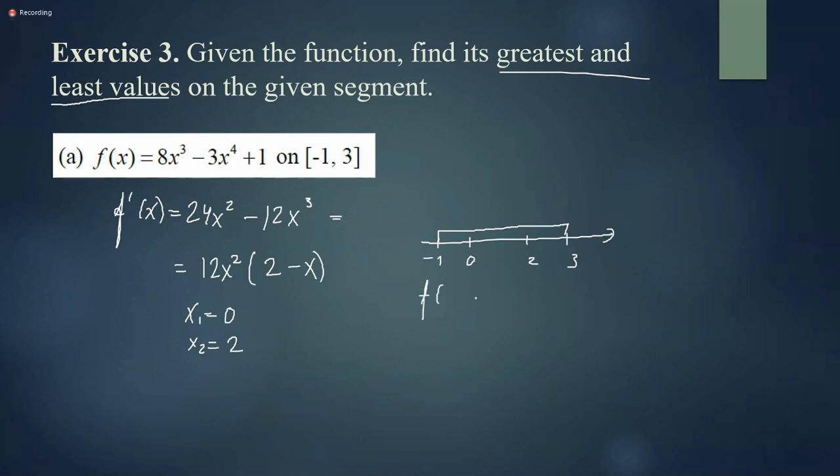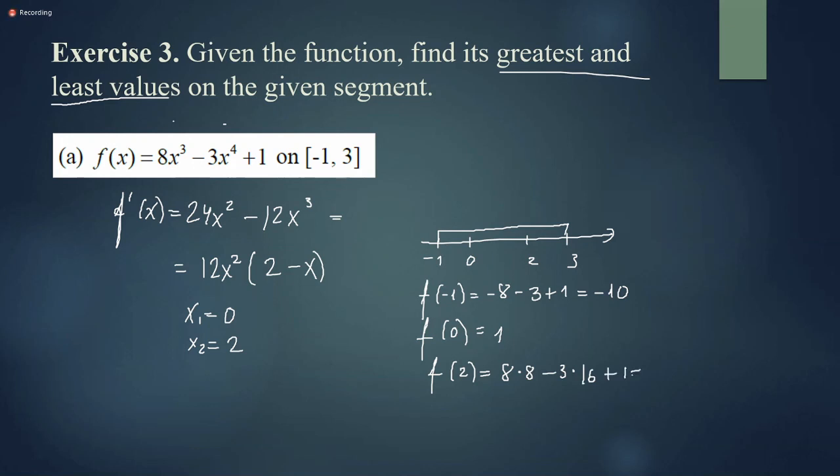So function value when x is -1, we have 8 times -1 minus 3 times +1 plus 1, so this is -10. Function value at 0 is evidently 1. Function value at 2 is 8 times 2 cubed, 8, minus 3 times 2 to the 4th power, which is 16, plus 1, so 64 minus 48 is 16, plus 1 is 17.